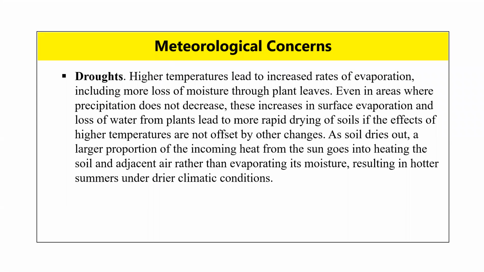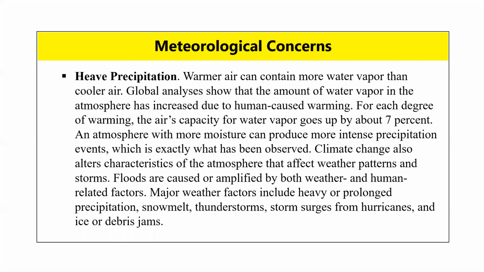So we also have droughts. Okay, higher temperatures lead to increased rates of evaporation, including more loss of moisture through plant leaves. So even in areas where precipitation does not decrease, these increases in surface evaporation and loss of water from plants lead to more rapid drying of soils if the effects of higher temperature are not offset by other changes. Okay, so it could also be heavy precipitation.